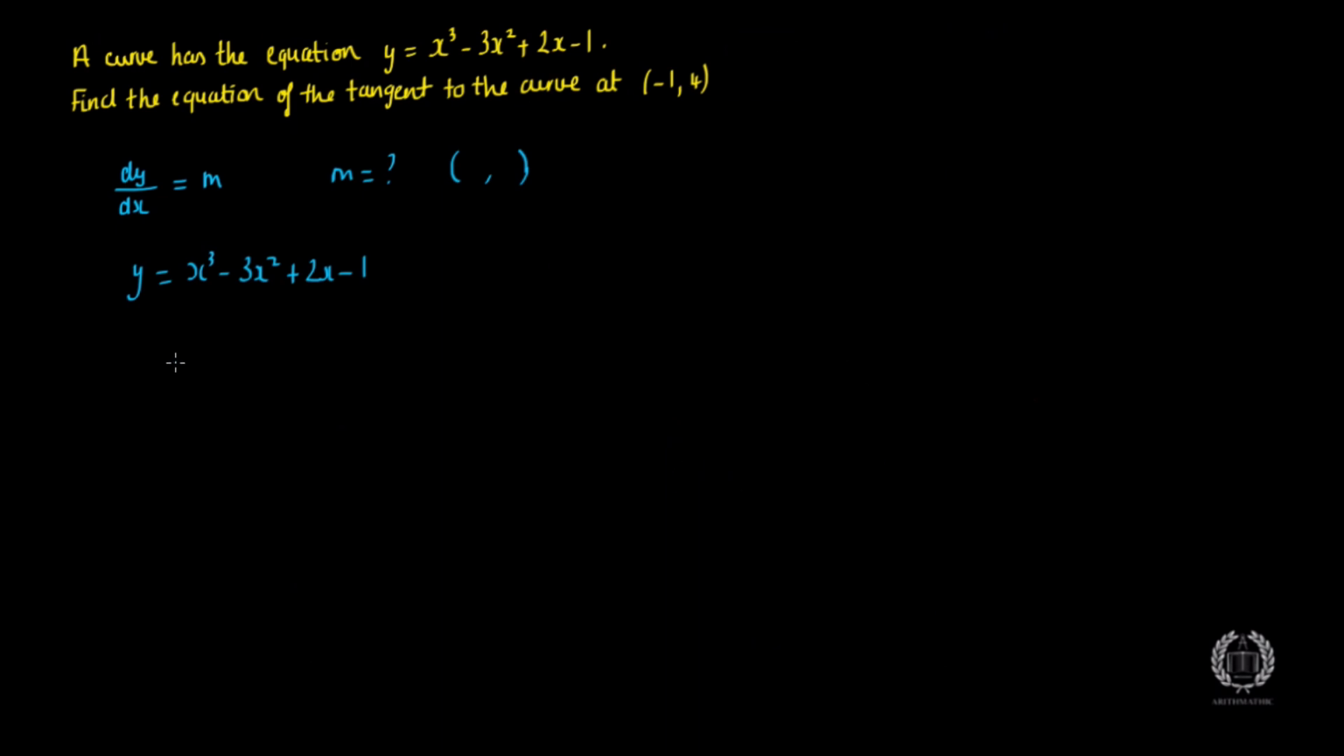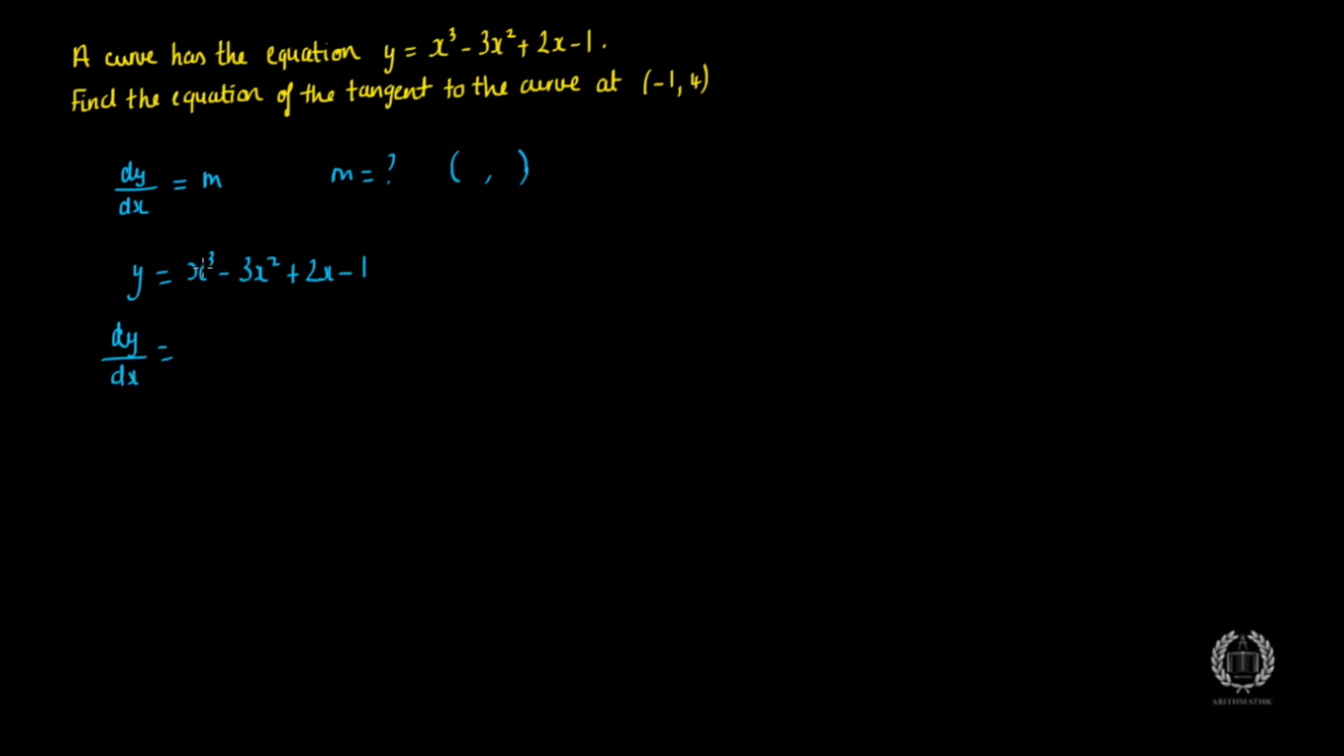Remember, I want to find the value of a gradient, but we've got a point (-1, 4). So if I put my x value, minus 1, in my differential equation, I will find my value of the gradient. I'll show you. So I'm going to differentiate this. So I'm going to have dy/dx.